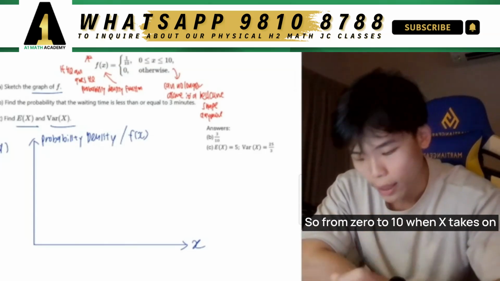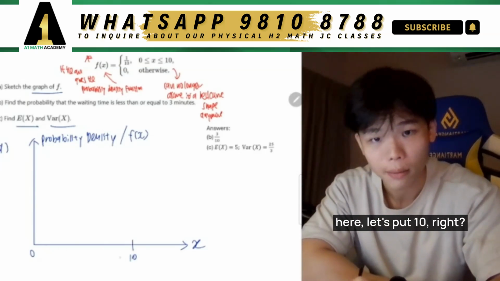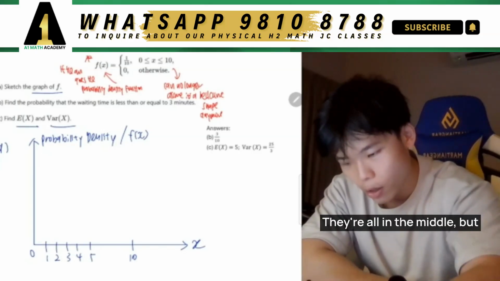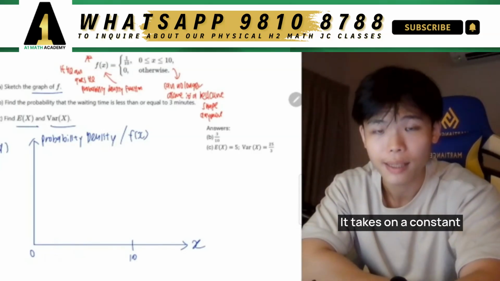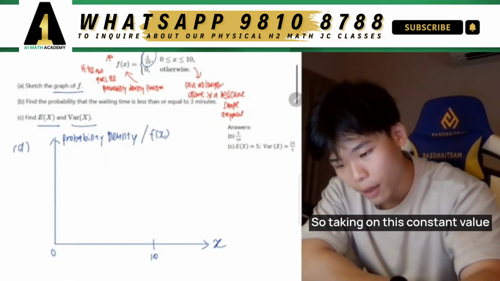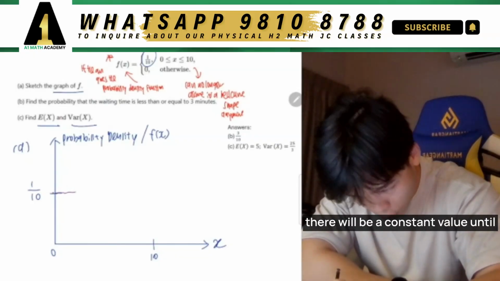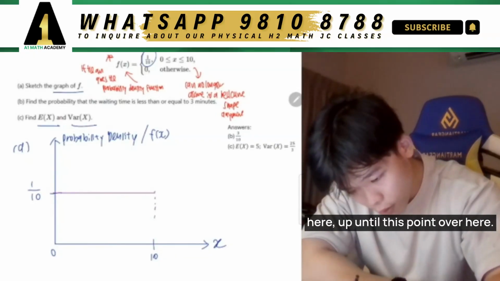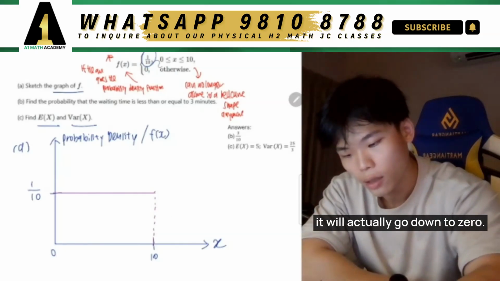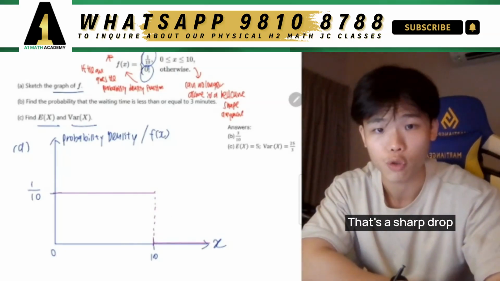So from 0 to 10, when x takes on the value of anything from 0 up until 10, let's put 10 over here. You don't need to write the values in the middle. It takes on a constant value of 1 over 10. So over here I'll write 1 over 10, and there will be a constant value up until this point over here. And then anything afterwards, it will go down to 0. There's a sharp drop to 0 over here.